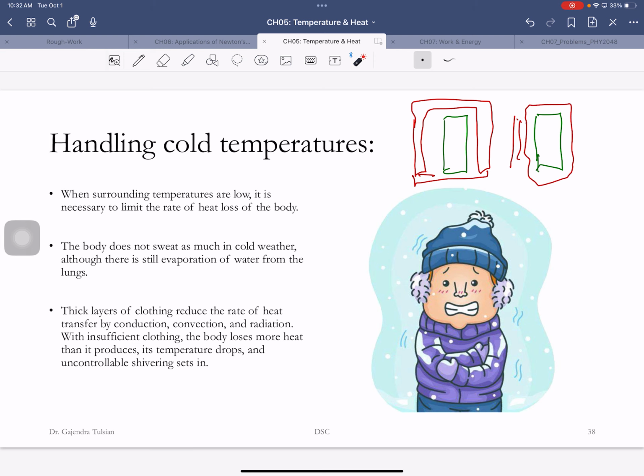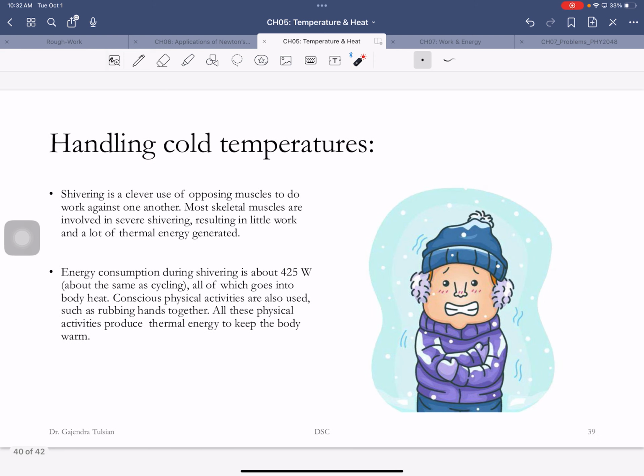Here's an amazing number about shivering. Shivering is a clever use of opposing muscles to do work against one another. So you're not doing any mechanical work, but you're producing heat. Energy consumption during shivering is about 425 watts, the same as cycling. So you can shiver hard enough to produce the same amount of energy as cycling. And you can rub your hands together to produce heat.